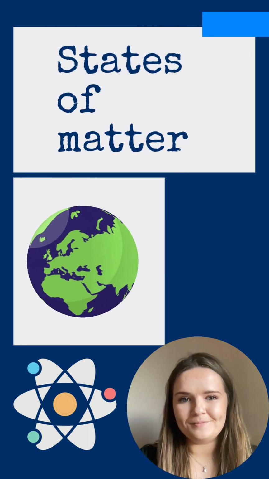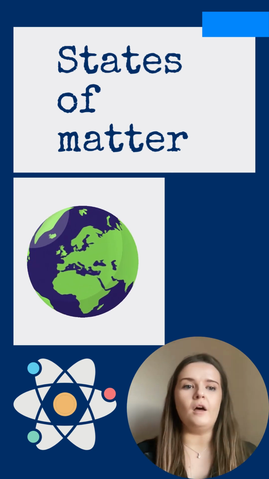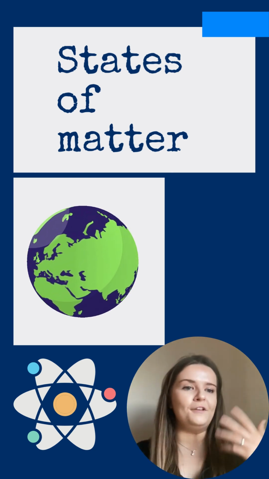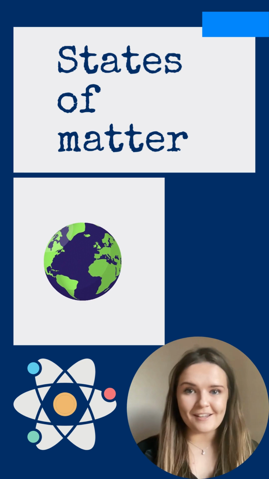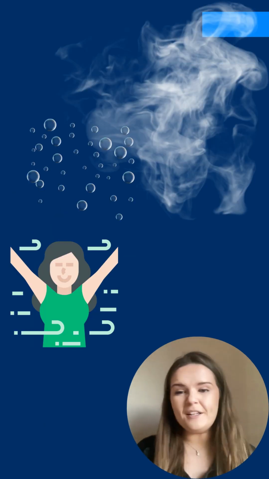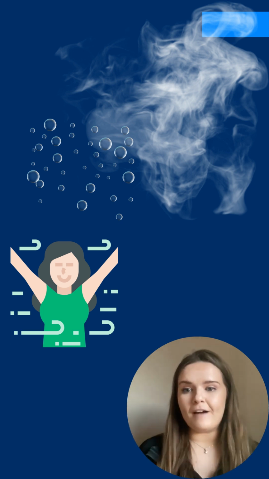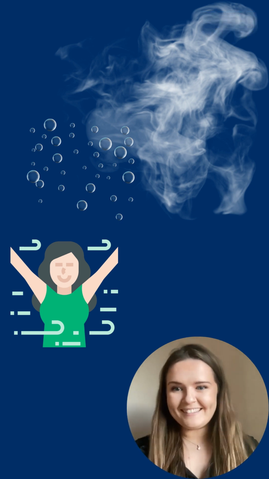States of matter. So first of all, what is matter? Well, everything on Earth is made of matter. Everything you can see and touch is made of matter. Even the things that you can't really see or don't even realise you can touch are made of matter. Even the air around us is made of matter.